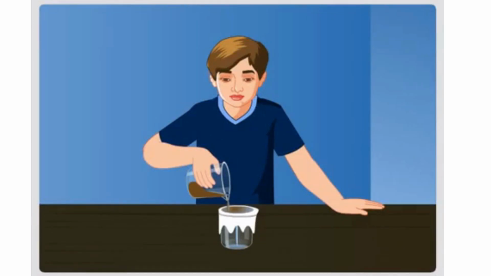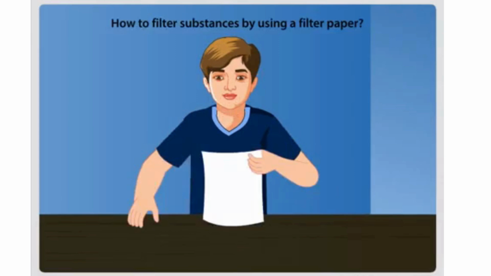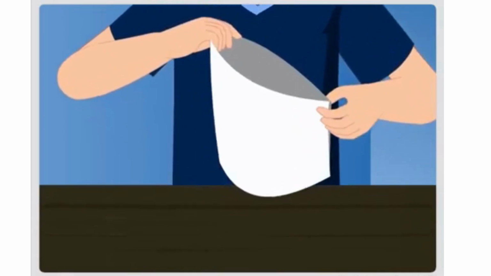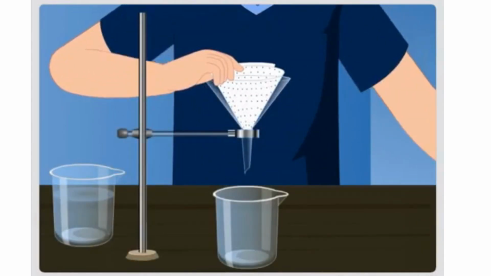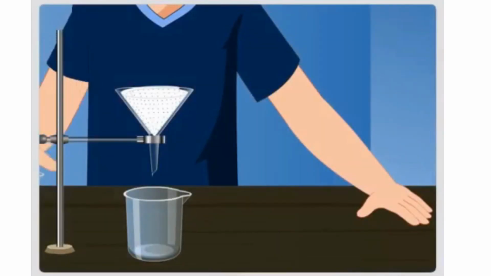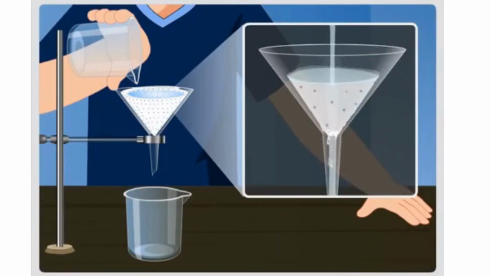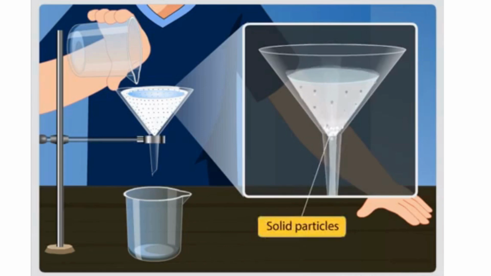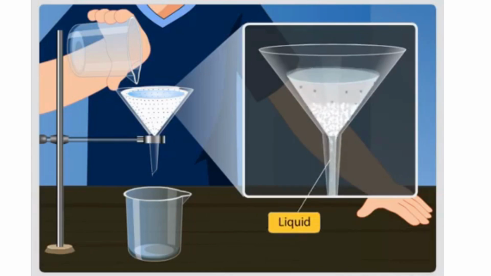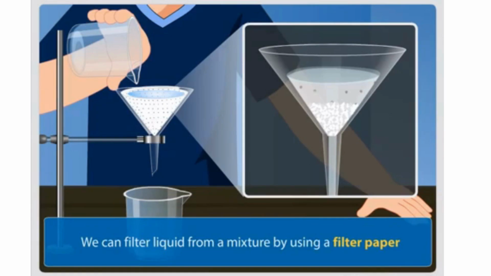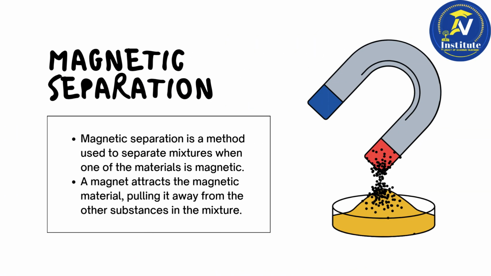We have learned that clothes act as a filter. Apart from clothes, a filter paper is another type of filter that has very fine pores in it. Let us learn how to filter substances by using a filter paper. A filter paper is folded in the form of a cone. This folded filter paper is fixed onto a funnel. The mixture to be separated is then poured on the filter paper. Solid particles in the mixture do not pass through it and remain on the filter, while the liquid can easily pass through it and gets separated from the solid particles. In this way, we can filter liquid from a mixture by using a filter paper.